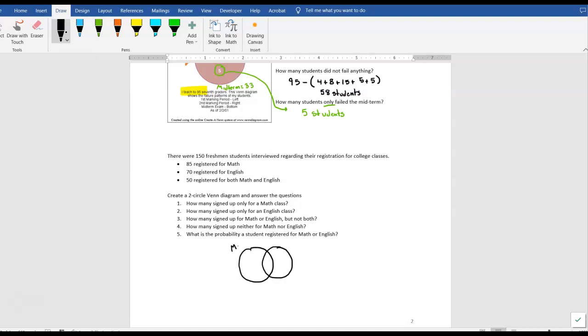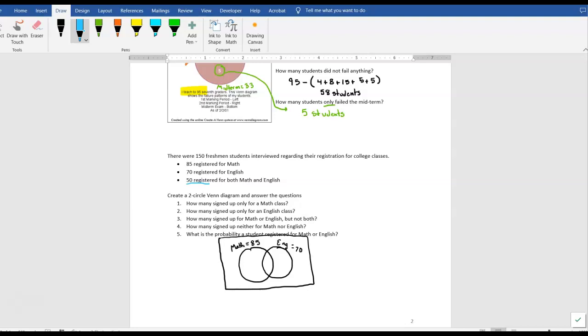And I'm going to label one as math, and I'm going to say that there's 85 students, and English, which there's 70 students. It's always nice to make sure we label these so that we know what we're talking about in terms of how many students or how many items are supposed to be in the entire circle. Now we have 50 of them that are registered for both.